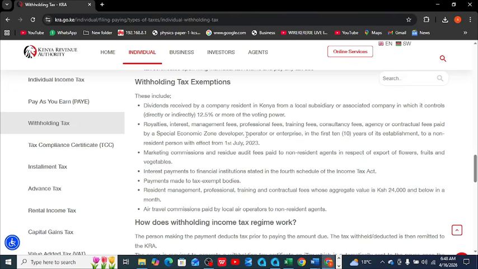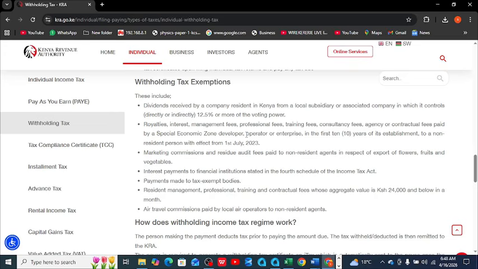So this applies to a non-resident person who offers this service to an enterprise which is operating in a special economic zone, in areas like Kitengela, which have been established by government as special economic zones, and that establishment has not overrun 10 years of operation. So a non-resident, not a resident, who has offered these services is not subject to withholding tax.